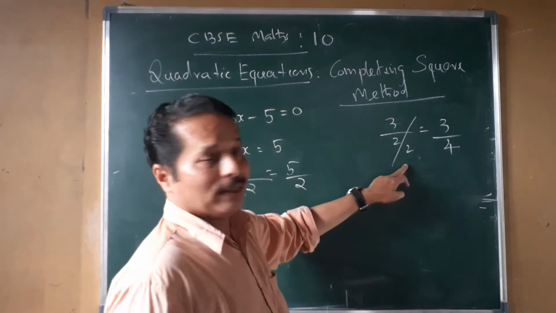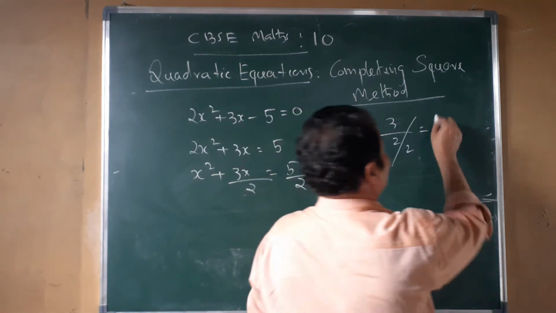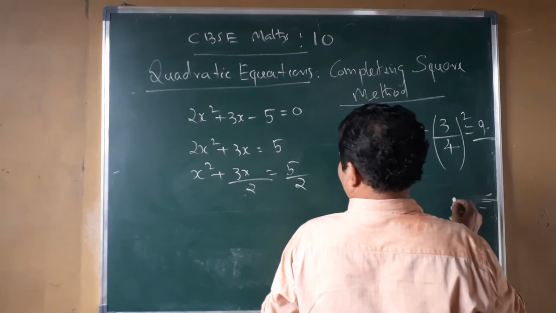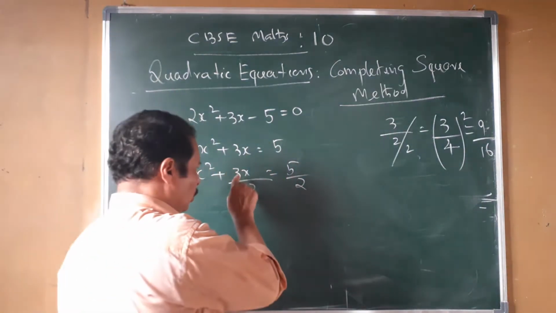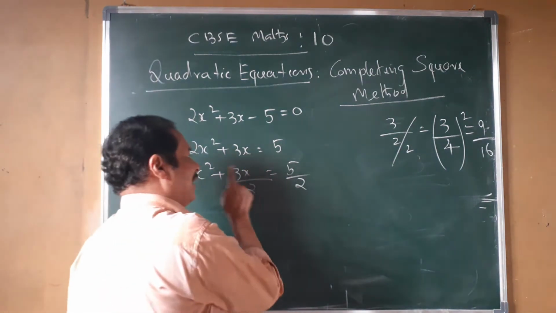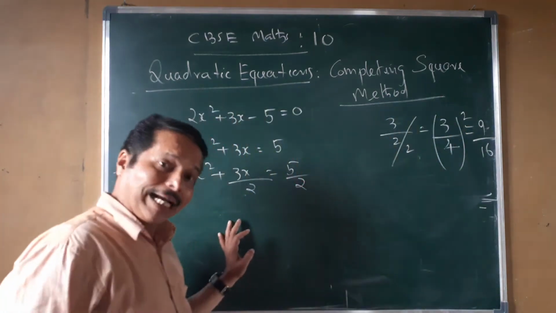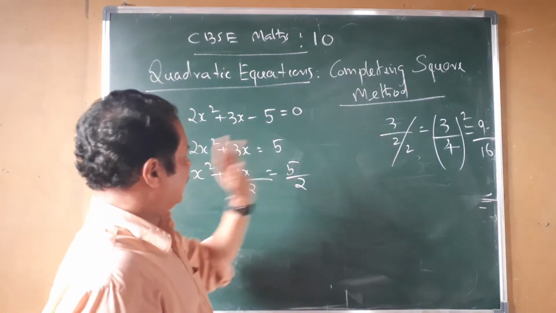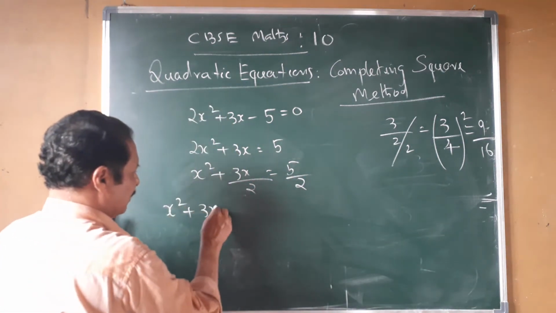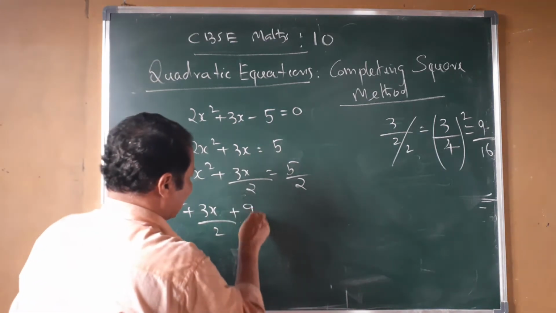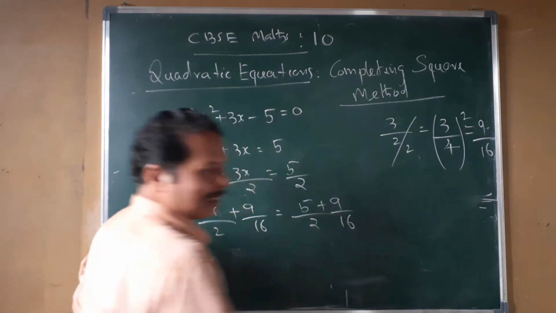3 divided by 2 is 3 by 2, divided by 2 is 3 by 4. Half of that number, then square it: 3 square is 9 and 4 square is 16. You remember the step? So the coefficient of x is 3 by 2, divided by 2 is 3 by 4, squaring you get 9 by 16. And that 9 by 16 on left side and right side: x square plus 3x by 2 plus 9 by 16 equal to 5 by 2 plus 9 by 16.